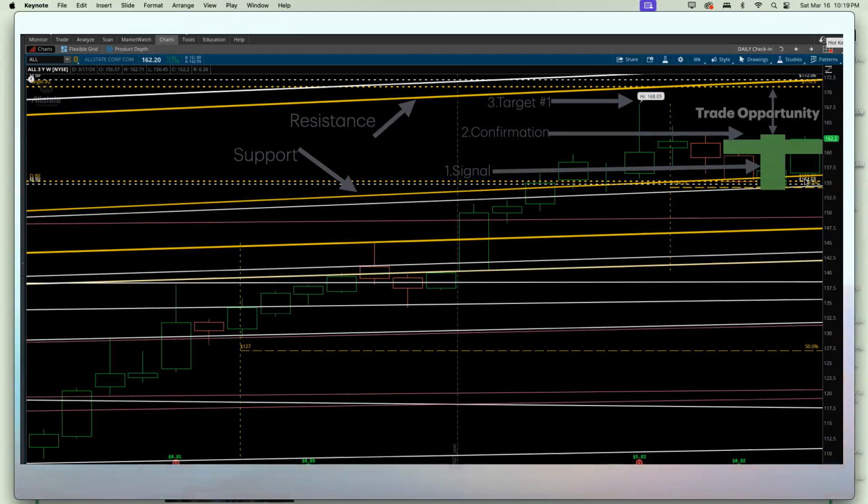And the last piece will be risk management. Risk management for me will be a stop loss of 50% of this candle. I will plan to hold this contract at least 2 weeks to let it play out, and then I will exit at my target.